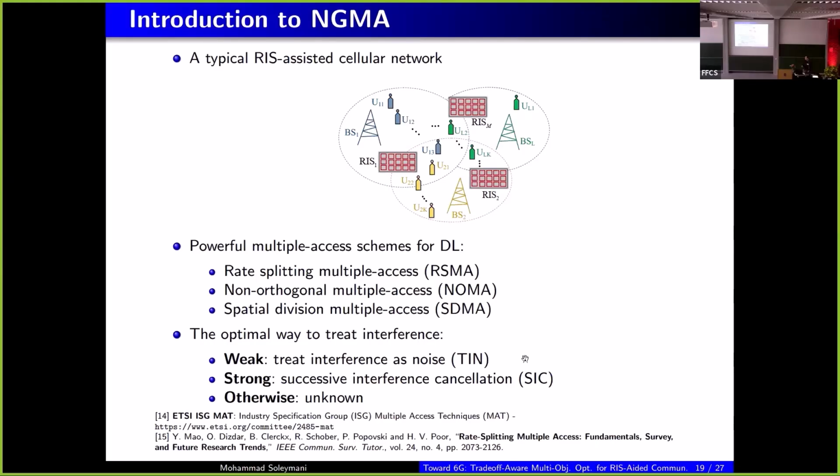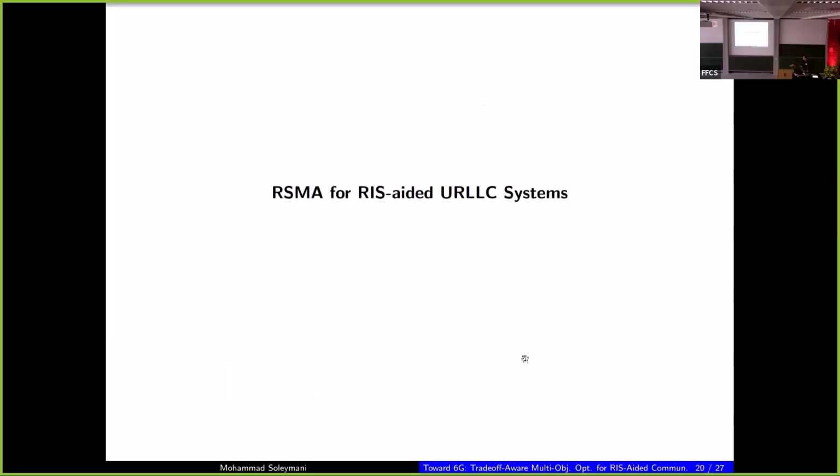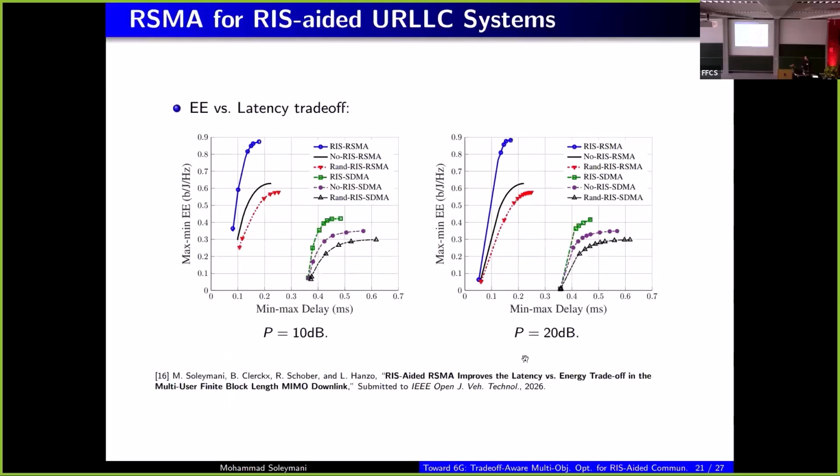Due to the time limit, I cannot go into the details. I just provide you another illustrative example for the energy efficiency and latency trade-off for the scenarios that you combine RIS with either RSMA or SDMA. One important point that you can see for all schemes is that whenever you want to focus on the latency or the delay, your system would operate in a less and less energy efficient way.